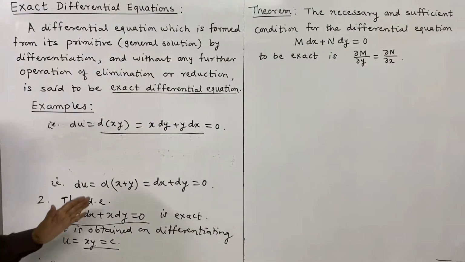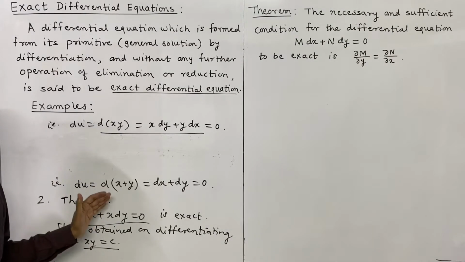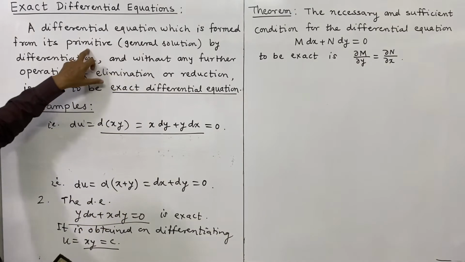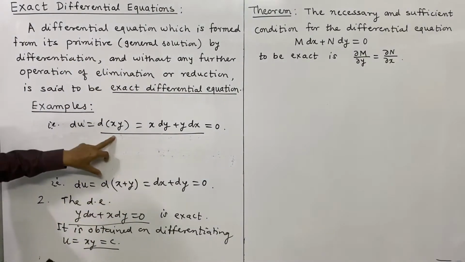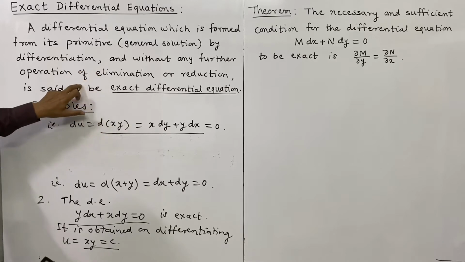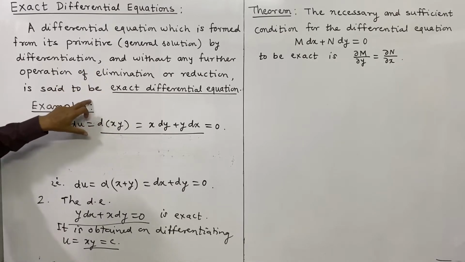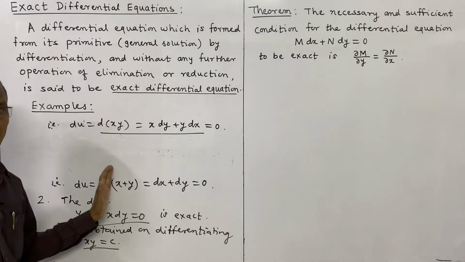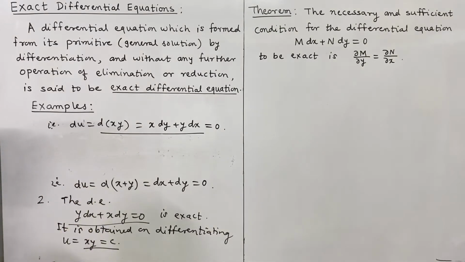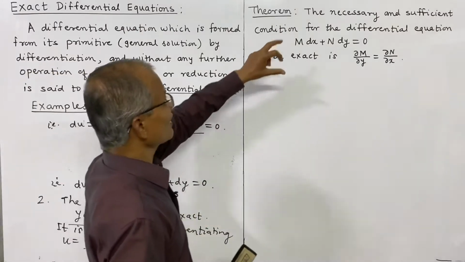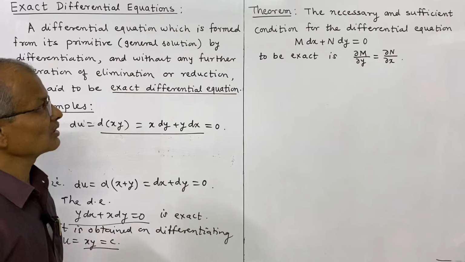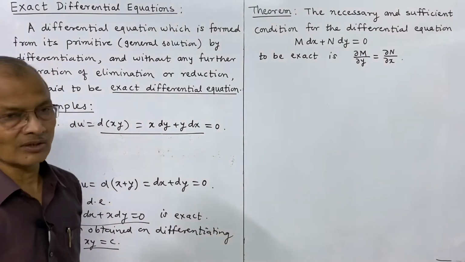It is obtained by direct differentiation of its general solution, which is also known as primitive or integral, and without any further operation of elimination or reduction. It is direct differentiation of the primitive, and that equation is known as exact. Now we will see what the necessary and sufficient condition is for this type of equation.